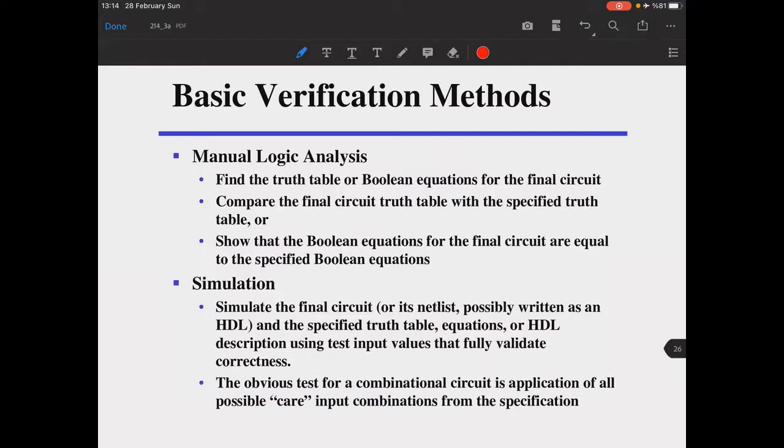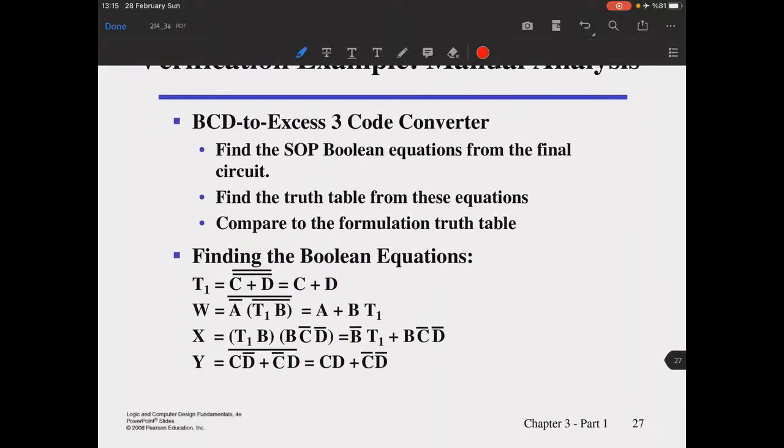Or you can go ahead and do simulation. You can simulate the final circuit from HDL, for example. You can give all the possible input combinations for test, and you generate all the possible test cases for all possible care input combinations from the specification. Do you need any test for the don't-care inputs? No need, because they will not be used, or those outputs will not matter to you anyway. So you go ahead and do the test input cases for all the care input combinations.